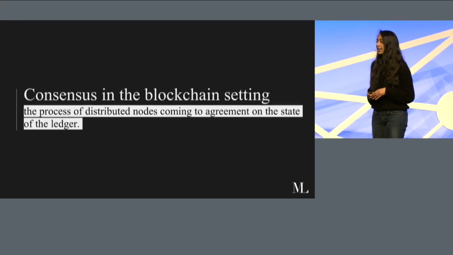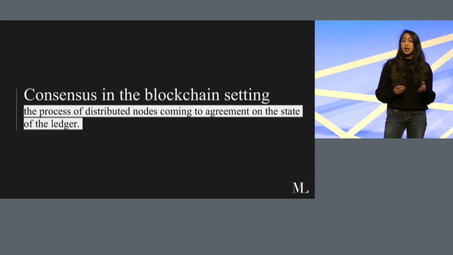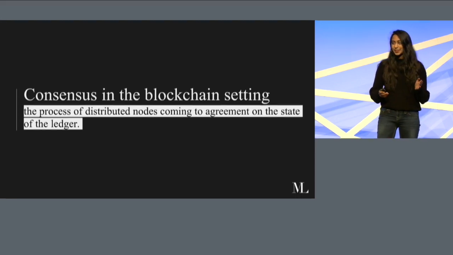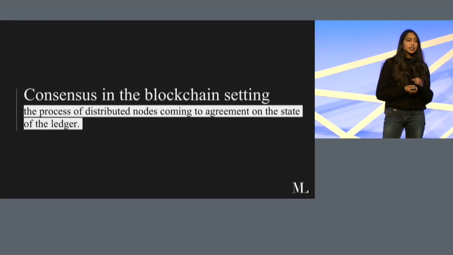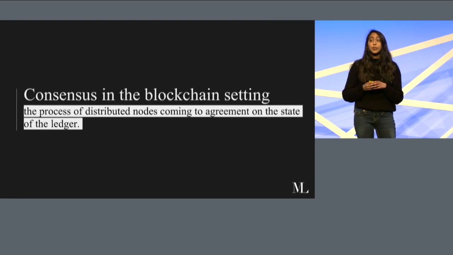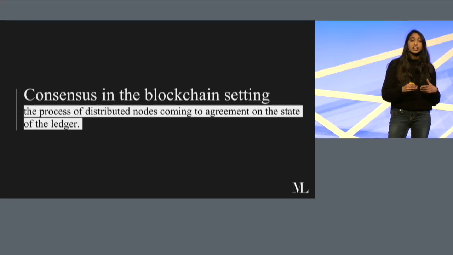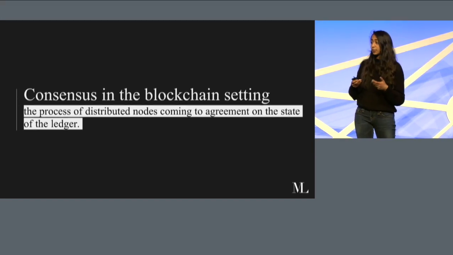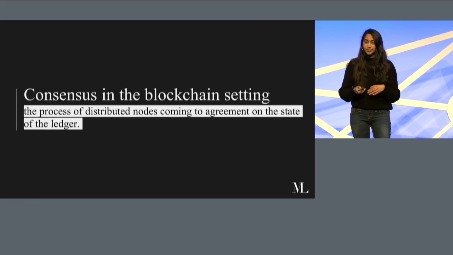So the first thing I think is to define consensus in the blockchain setting. When we're talking about consensus in the blockchain setting, we're talking about distributed nodes coming to agreement on the state of the ledger. Now, this is something that everyone in this room is pretty familiar with, but I think it is really one of the crucial and fundamental components of this technology. If we want all of these distributed nodes located around the globe to be able to talk to each other to reach agreement, then we need a consensus process. And so this is one of the fundamental innovations behind this technology.